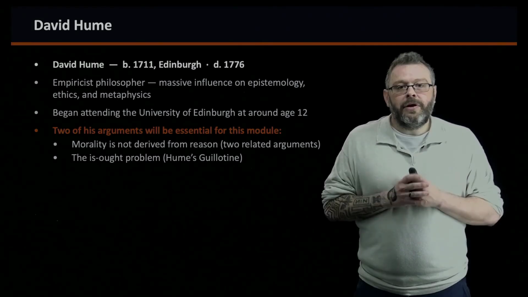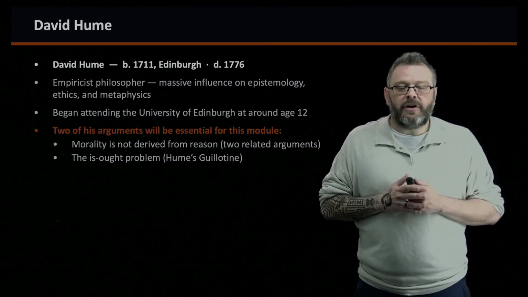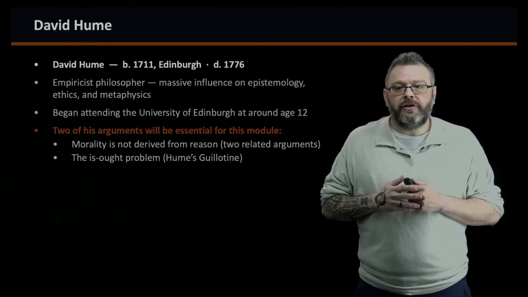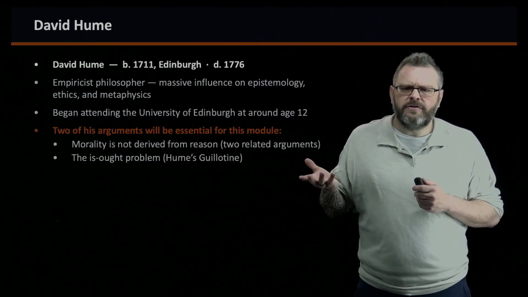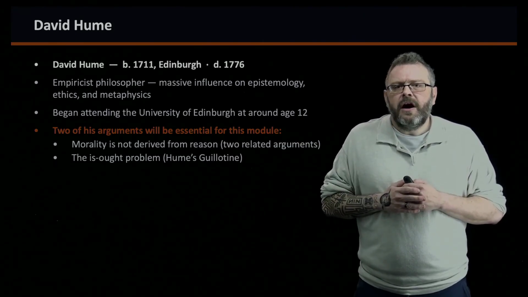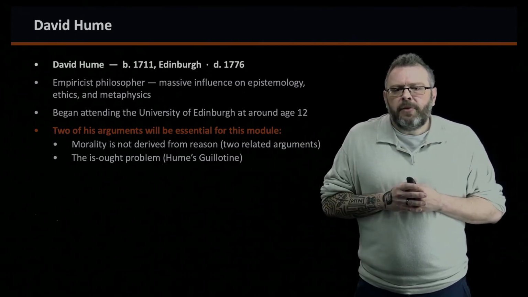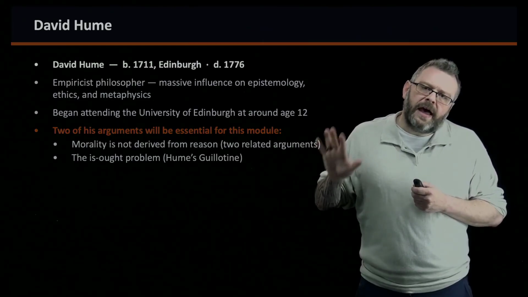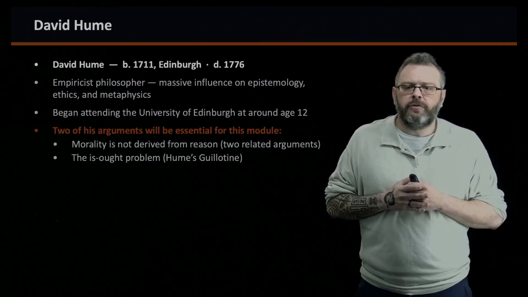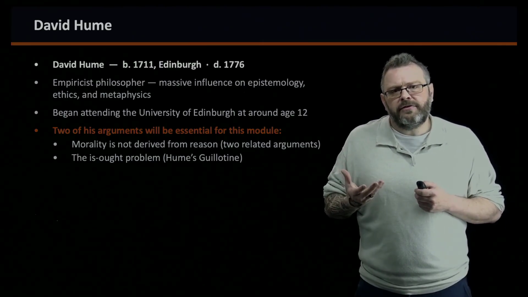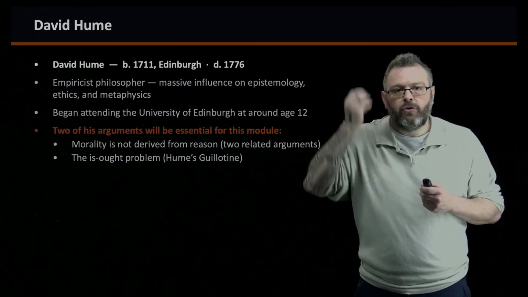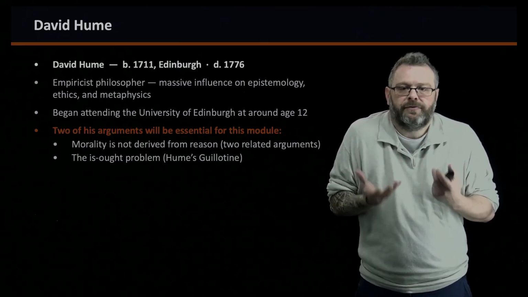So Hume was a super famous Scottish philosopher, lived in Edinburgh his whole life, went to the University of Edinburgh. He originally, I think, was going to do law stuff and then just fell in love with philosophy, as you do. But we're going to be looking at arguments that he gives, two related ones, for the idea that morality is not derived from reason. It's not a reason thing. It's more of an emotion thing.